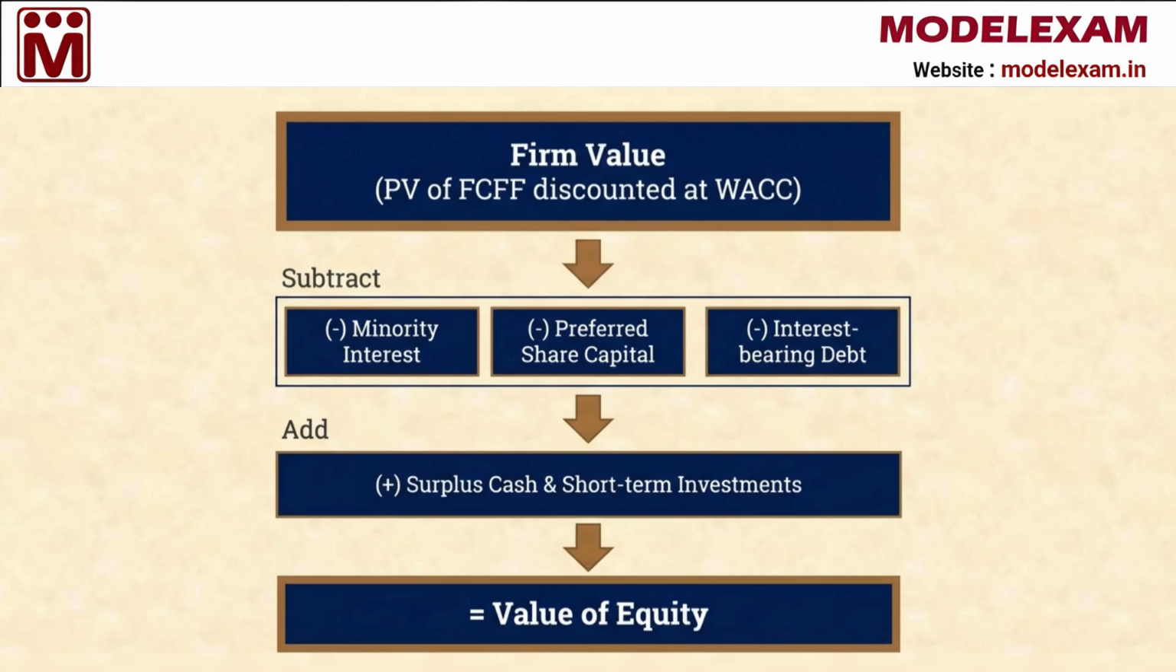Once we have derived the firm value by discounting the FCFF, we need to bridge the gap to find the equity value. We start with the firm value and subtract minority interest, preferred share capital and interest bearing debt. Then we add any surplus cash and short-term investments. The final result equals the value of equity.